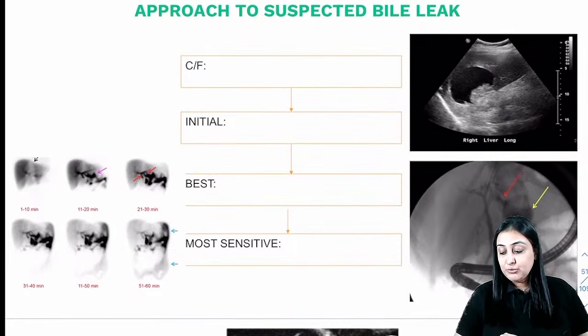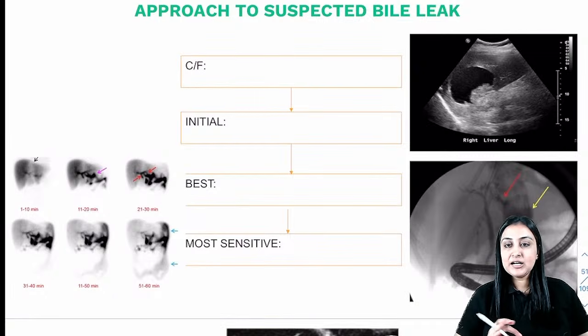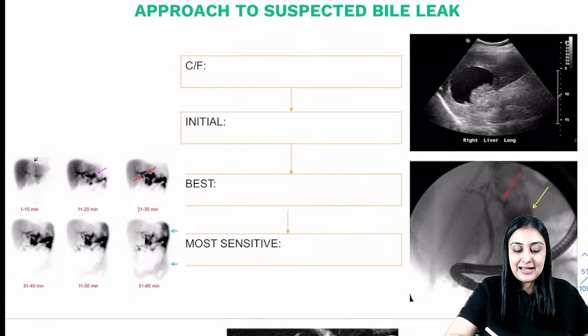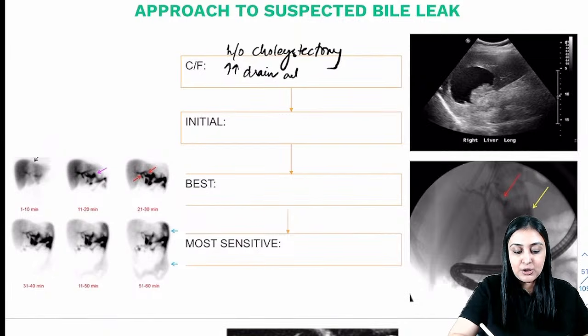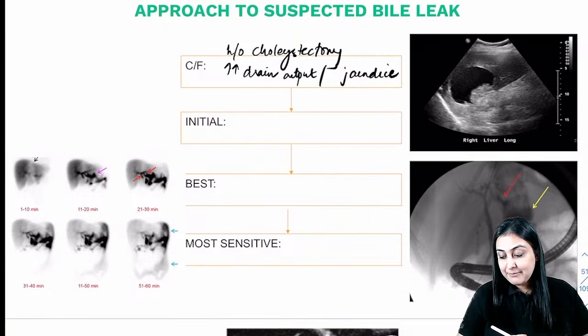Okay, one more INICET recent favorite. I answered Balachandra your question. So suspected bile leak, again very, very important. So clinically, what will you be given? The person has a history of cholecystectomy. Just yesterday the cholecystectomy was done and now you are having increased drain output from the post-op drain, or the person is having jaundice now. So this is when you suspect that there is a bile leak.